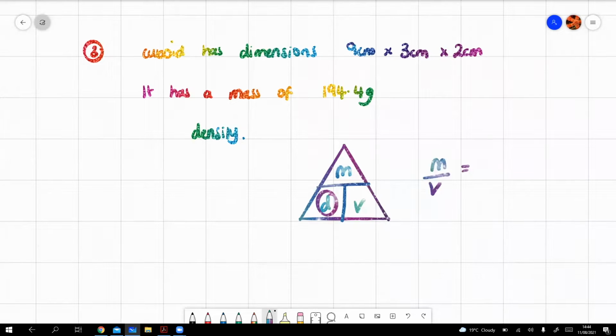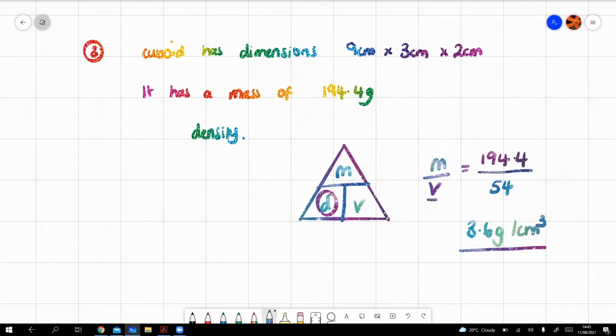Again, similar to the last question, I've got 194.4. I need to know the volume, so I just times these together, don't I? So I do 9 times 3 times 2 to give me 54. Divided by 54, isn't it? Okay, so 194.4 divided by 54, and I end up with 3.6, and it's grams per centimeters cubed. Okay, and there we are. We have worked out our answer.